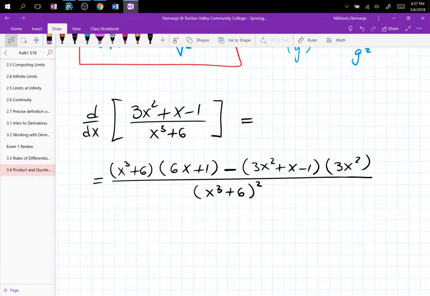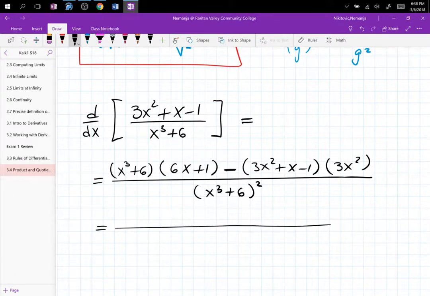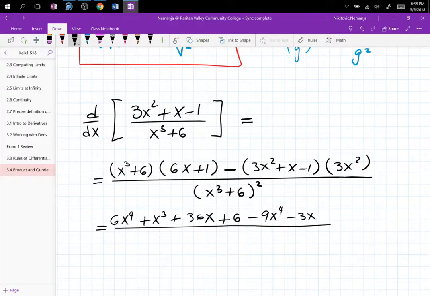Now we simplify. FOIL, distribute everything, and collect like terms. So we do all of that now: 6x to the 4th plus x cubed plus 36x plus 6 minus 9x to the 4th minus 3x cubed and plus 3x squared.